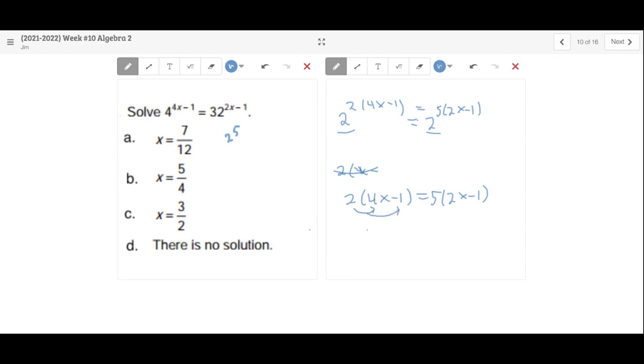Okay, so I'm going to multiply through here. So 8x minus 2 is equal to, I'm going to multiply through here, so that gives me 10x minus 5. Again, I have variables on both sides, so I'm going to subtract 8x from both sides. Why? Because I want to keep this positive. So this is going to cross off. I'm going to be left with negative 2 is equal to 2x minus 5. Add 5 to both sides. I'm just solving the equation. So I'm left with 3 is equal to 2x. Divide through by 2. I end up with x equals 3 halves.